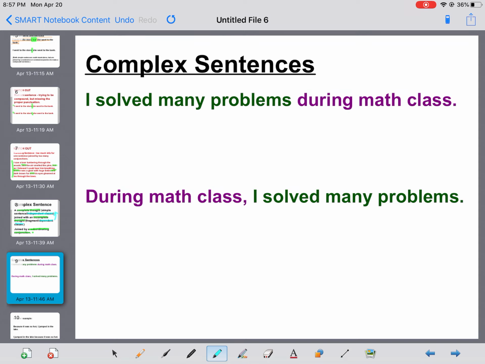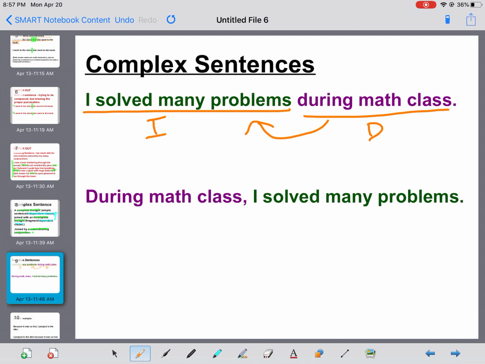Let's just look at complex sentences first. So here we have an example. I solved many problems during math class. Now this first green section here could stand on its own as a sentence. I solved many problems is a complete thought. So this would be an example of an independent clause. However, the purple during math class cannot stand on its own. It doesn't make sense. We're missing information. It's a dependent clause. It depends on the first part of the sentence to make sense.